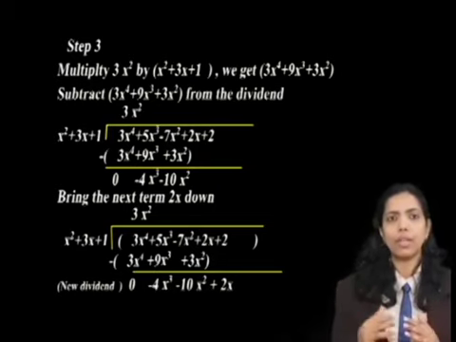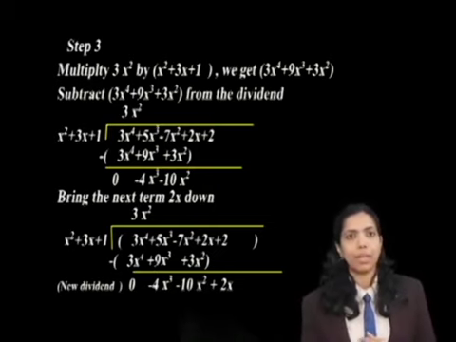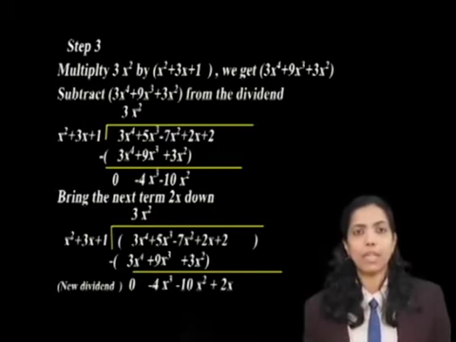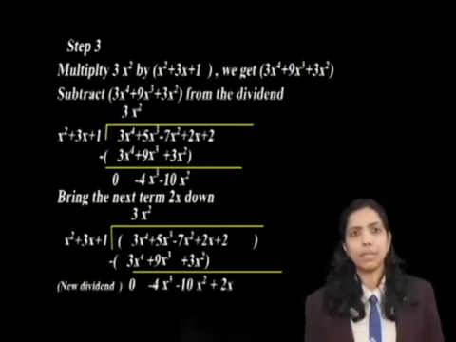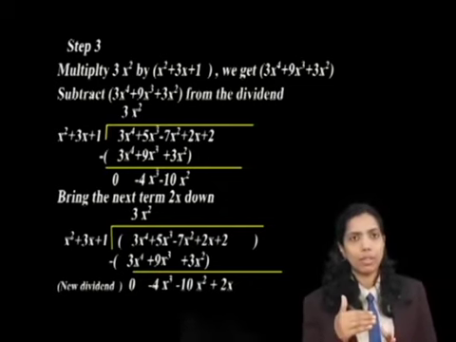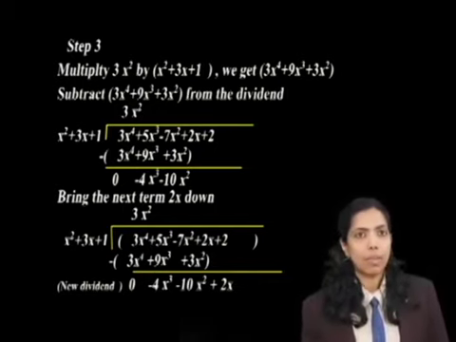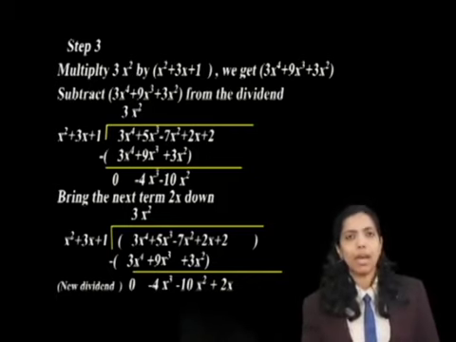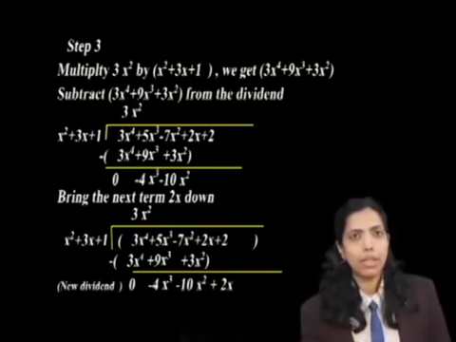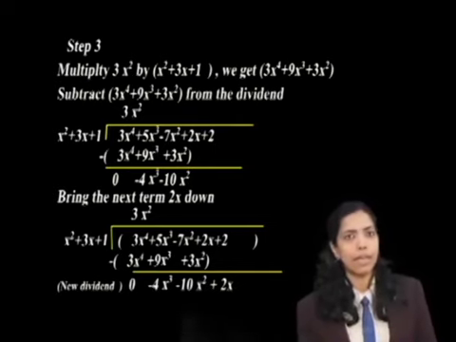Now we have to align the terms according to their degree. So the dividend polynomial is 3x to the power 4 plus 5x to the power 3 minus 7x square plus 2x plus 2. We arrange 3x to the power 4 below that 3x to the power 4 itself, and the second term 9x to the power 3 comes below the 5x to the power 3, and the last one, 3x square, below minus 7x square. Like that, we have to align the terms according to their degree.